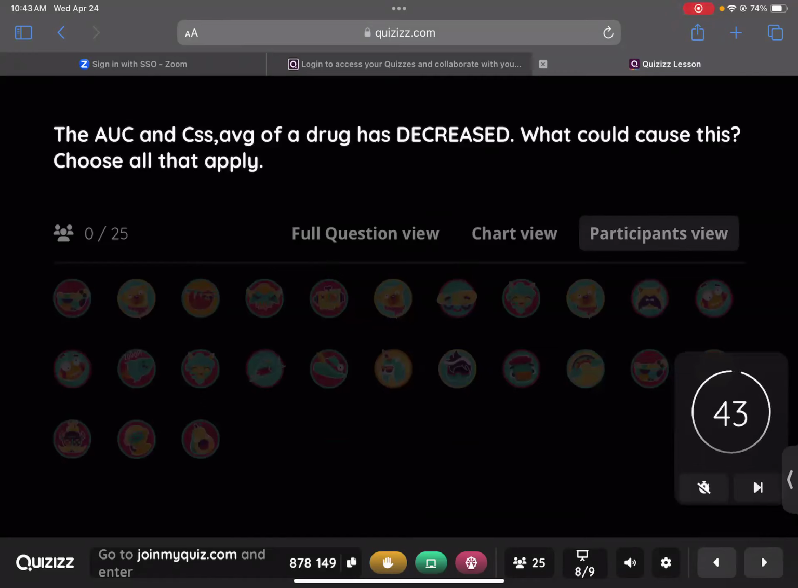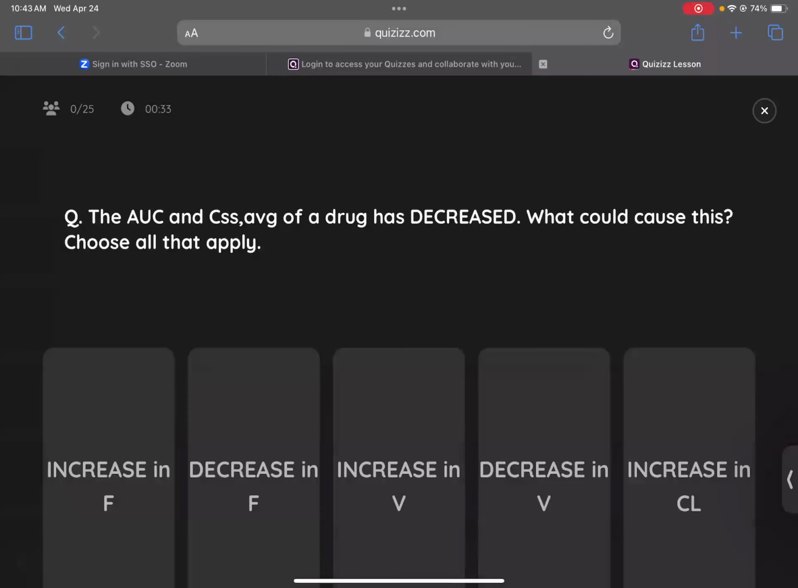The area under the curve and CSS average of a drug have decreased. What could cause this? They both have decreased.